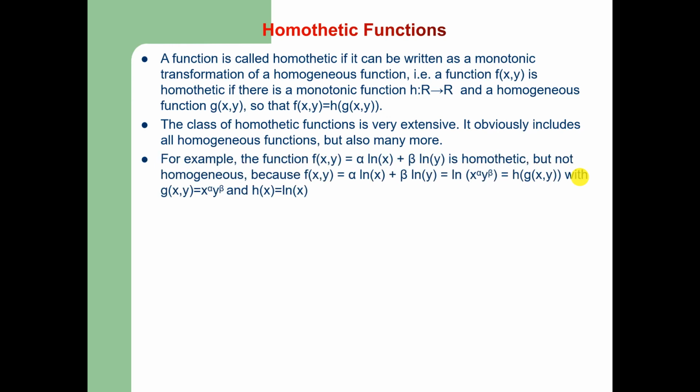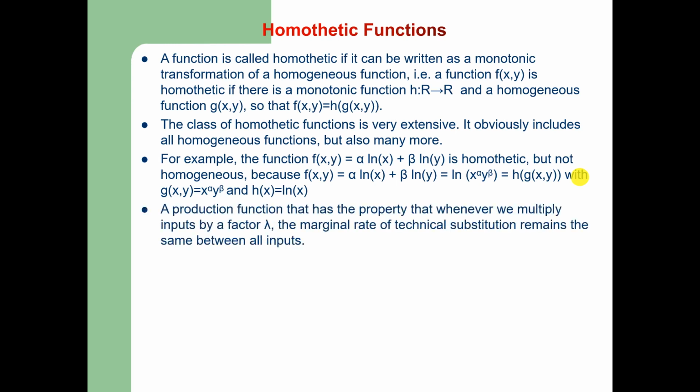For example, the function f of x, y equal to alpha natural log of x plus beta natural log of y is homothetic but not homogeneous, because f of x, y is equal to alpha natural log of x plus beta natural log of y, which is equal to natural log of x raised to the power alpha y raised to the power beta. That is h of g of x, y, where g of x, y is equal to x raised to the power alpha y raised to the power beta, and h of x is equal to natural log of x.